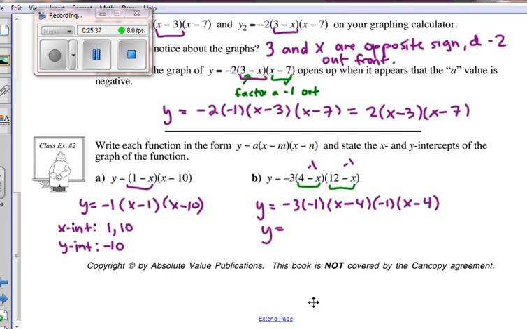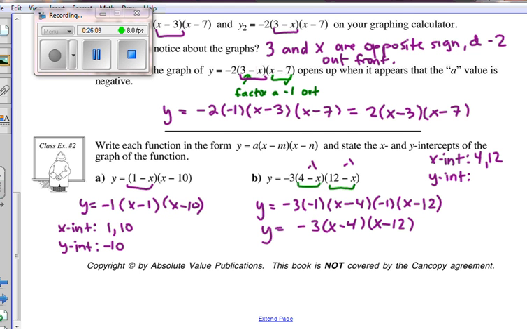We don't have to put -1, right? Well, technically not. Because what's negative 3 times negative 1 times negative 1? Exactly. You go straight to negative 3 times x minus 4 times x minus 12. Yeah. Okay, so what's the x-intercept? Positive 4 and positive 12. Okay.